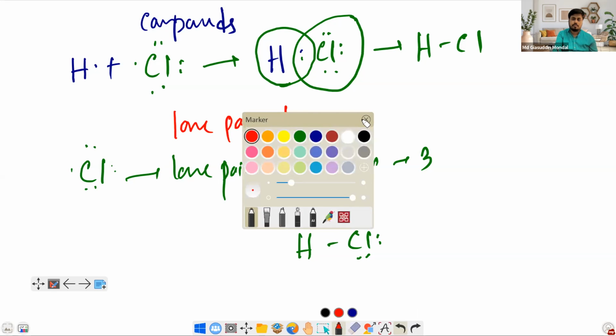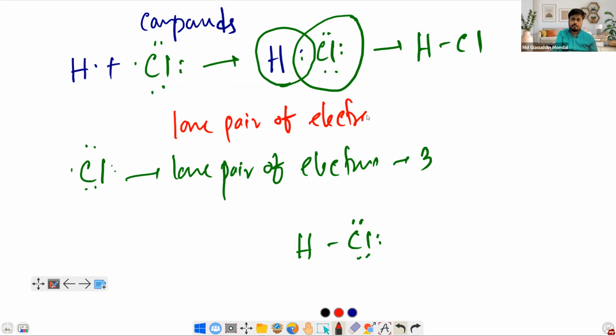Not understood, sir. Explain again. Yes. The lone pairs of electrons in the HCl molecule. We have already utilized this one for bond formation, so you cannot say the electron is still left. So how many electrons are left here? 6. That means the lone pairs of electrons are 3. Okay, sir, understood.